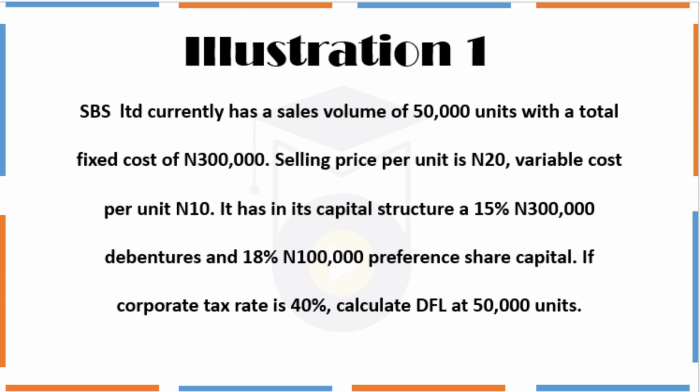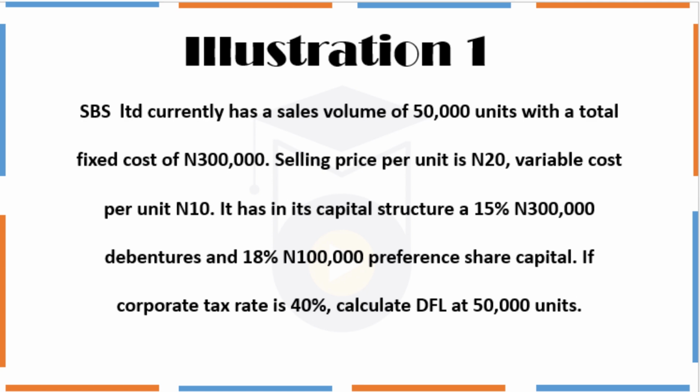David Limited currently has a sales volume of 50,000 units with a fixed cost of 300,000 naira. The selling price is 20 naira, variable cost per unit is 10 naira. It has in its capital structure 15% 300,000 debentures and 18% 100,000 preference share capital. If the corporate tax is 40%, calculate DFL at 50,000 units. So this is quite straightforward.